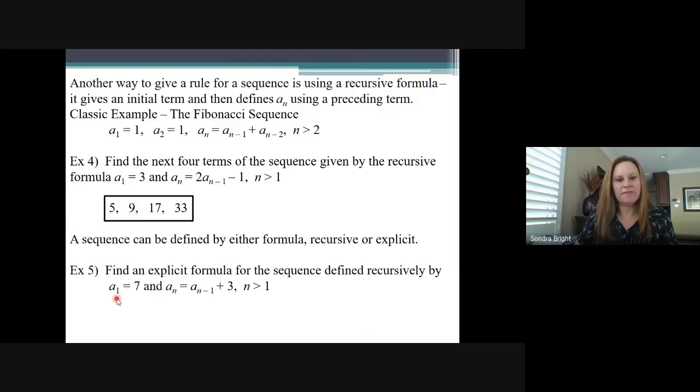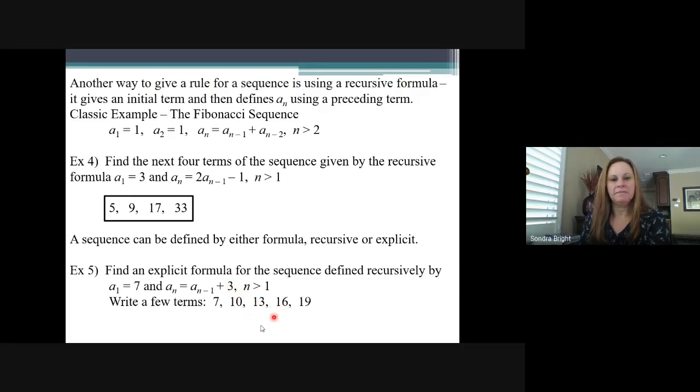All right, so we're going to find the explicit formula for the sequence defined recursively by the first term is 7, and then the nth term is the term right before it, plus 3, for n greater than 1. So let's write a few terms. Your second term would be 7 plus 3, so 10. The next term would be 10 plus 3, 13. The next would be 13 plus 3, 16. 16 plus 3 gives you 19.